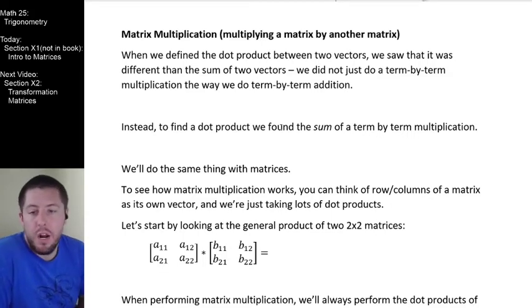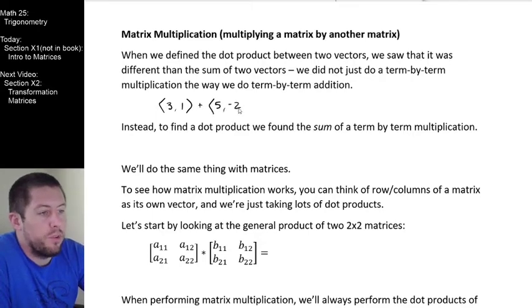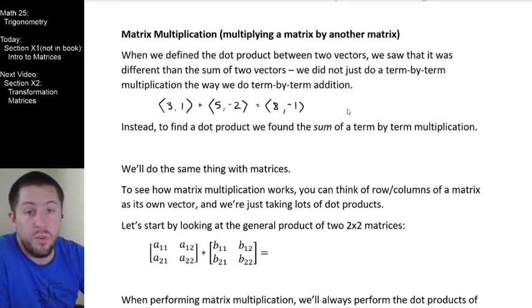When we defined the dot product between two vectors, we saw that it was different than how we defined the sum of two vectors. The multiplication and the addition didn't pan out the same way. We didn't just do a term-by-term multiplication the same way that we did a term-by-term addition, right? So when we added together two vectors, like 3, 1 plus 5, negative 2, we did just get the term-by-term sum, meaning first term 3, first term 5, so sum first term would be 8. Second term 1, second term negative 2, so add those together and second term is negative 1. That is how addition worked out, right?